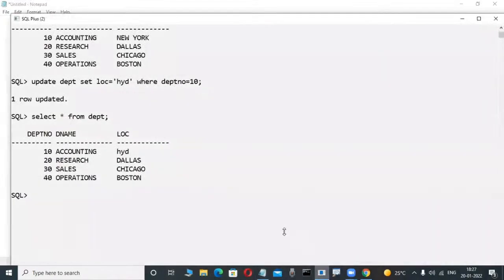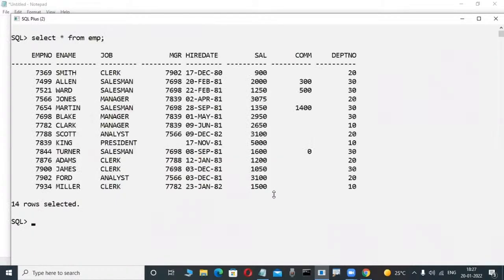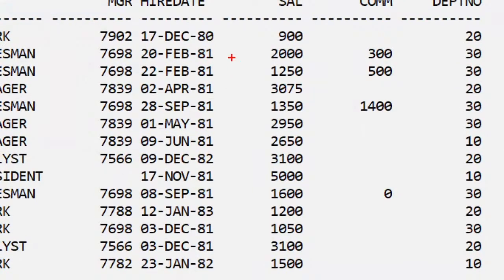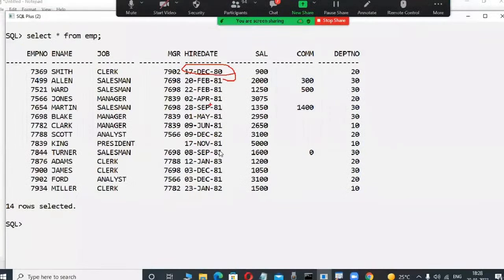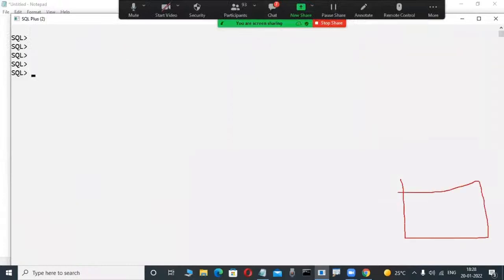For example, these are relational database software. Somewhere data is stored. Suppose these are the employees who have joined, and I want to display the employees who joined before 1981. If you are a SQL programmer, somewhere the data is there.